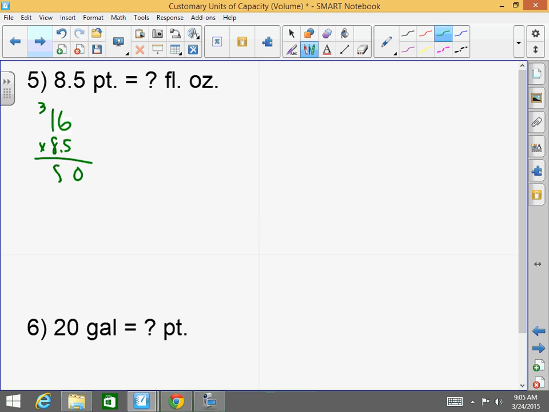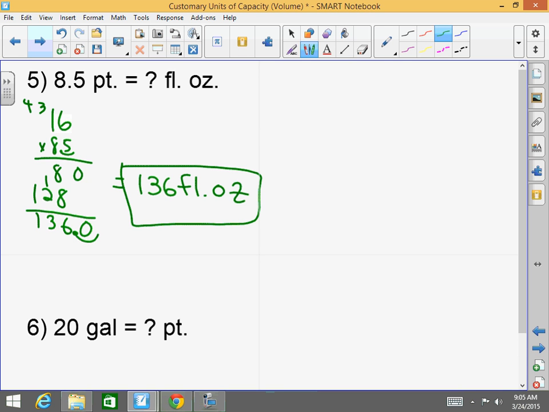0, 3, that's 8. 4, 8 plus 4 is 12. 0, 6, 1, 3, 1. 1 decimal to the left. So that would be 136 fluid ounces. Remember, my brothers, large to small, multiply. Small to large, divide.